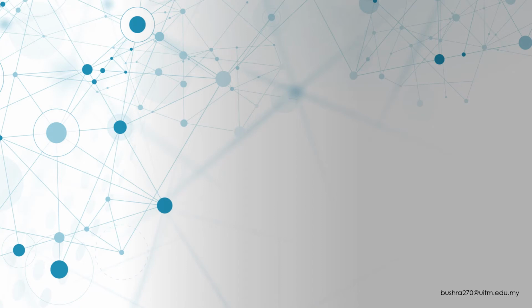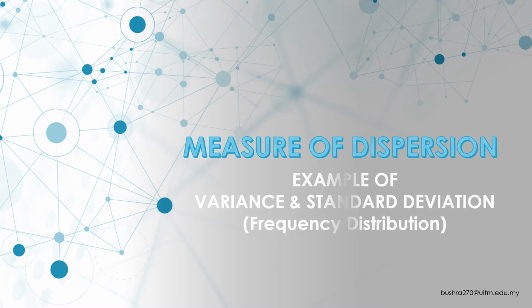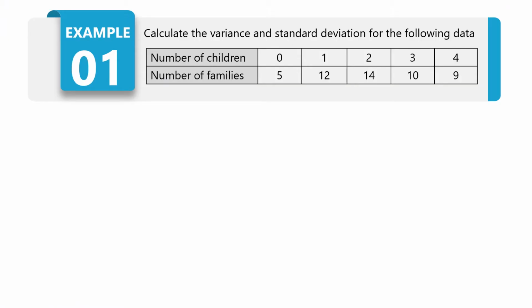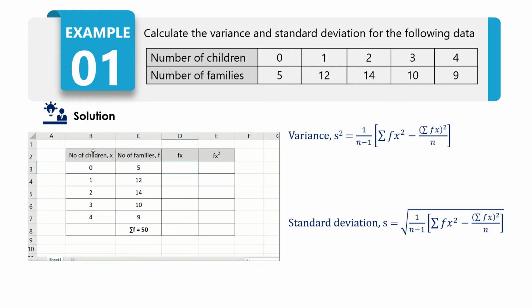Hi, so in this video, we will look at how to find variance and standard deviation for frequency distribution data. Okay, we look at example 1. Calculate the variance and standard deviation for the following data. So these are the formula of variance and standard deviation.